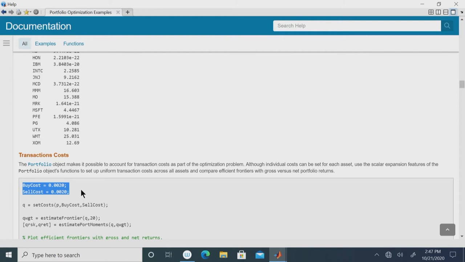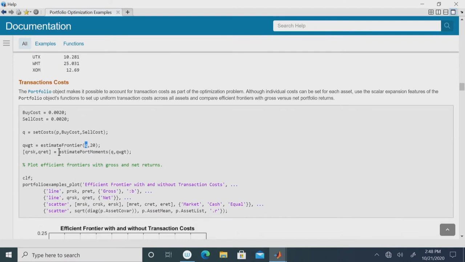Instead of having a uniform cost, there is of course room for setting up individual costs for each asset separately. The set cost is now assigned to this variable Q, and now we make an estimation of the efficient frontier after having incorporated the costs in terms of this Q, and then we get the estimation of the portfolio moments using this Q and the Q weight. That means Q weight is the weights of the efficient frontier after having incorporated the cost as Q.